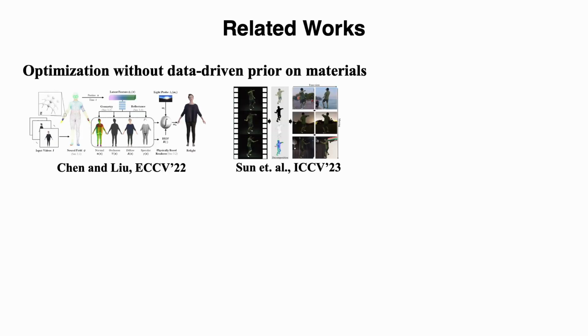There are 2 branches of approaches to the inverse rendering of humans. The first branch optimizes everything from scratch without data-driven priors on the material. This line of works models secondary shading effects, such as shadow and indirect illumination, to a certain extent, by distilling visibility information into MLPs, or using simplifying assumptions such as spherical Gaussians to model lighting and material.